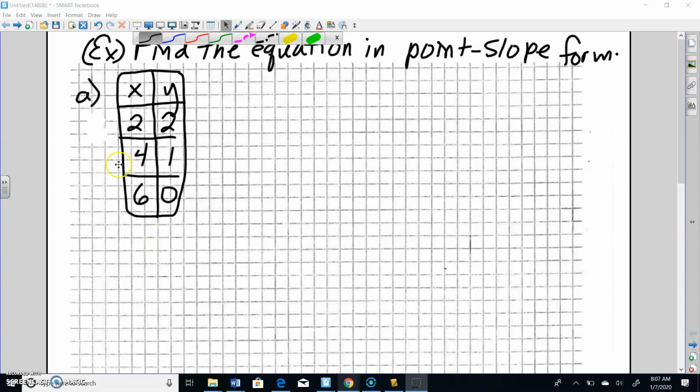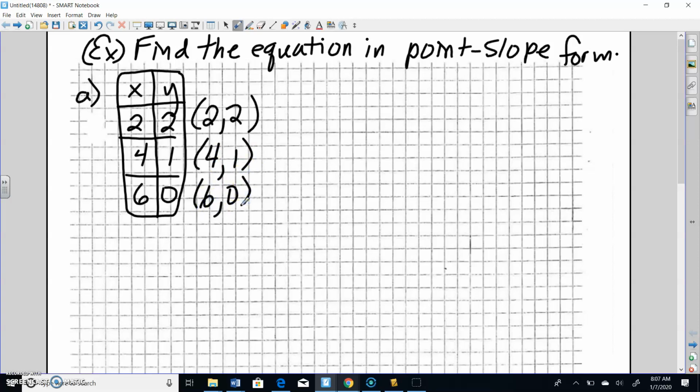Okay, so we have this table of information. So how many points are we given here? How many points do we have? 3 points, right? So this is a point, that's the point 2, 2. And this would be the point 4, 1. And this would be the point 6, 0.